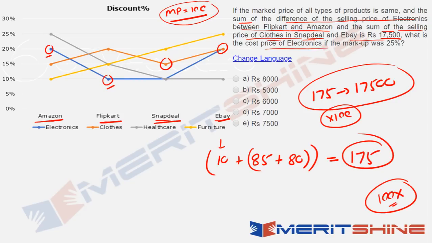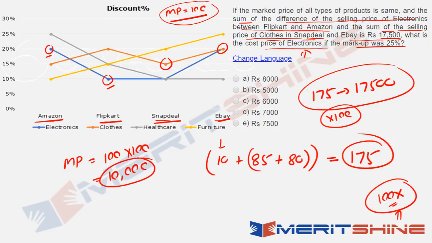What is the cost price of electronics if the markup was 25%? If you talk about the cost price here, the markup was 25%. So after the 25% markup, what is the assumed marked price? We assumed the mark price for everything as 100, but the multiplying factor is 100x. So it's 100 into 100, which is 10,000. This is the mark price for all the items then.